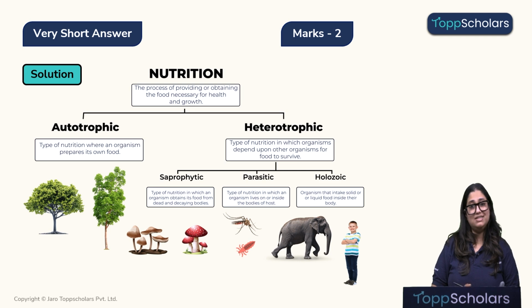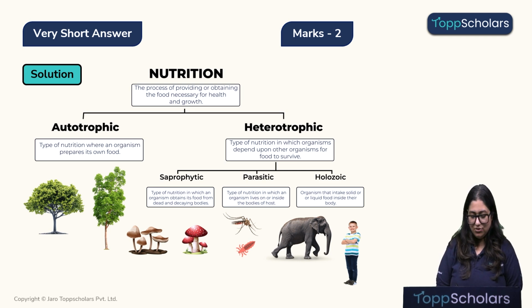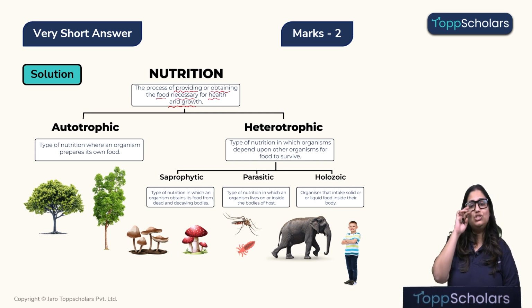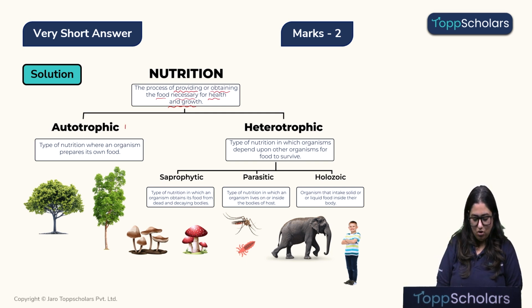Children, what is nutrition first? Nutrition is the process of providing or obtaining the food to an organism which is necessary for their health and overall growth. And nutrition is of 2 types. There is autotrophic nutrition and heterotrophic nutrition. Now let's understand each of it in detail.